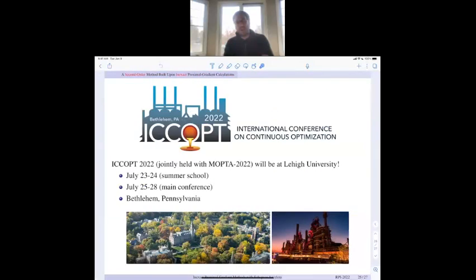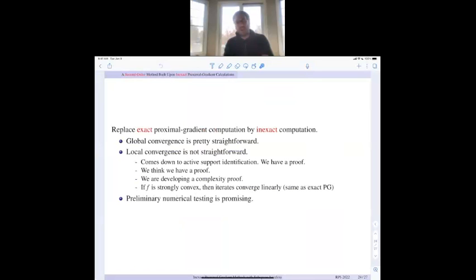I have one slide about it, which is: when you do that, does it work? Can we now use this inexact computation within our second derivative method with subspace acceleration that I talked about earlier? Well, the global convergence is pretty straightforward for the reasons I said: we get the same decrease every iteration in our method. However, the local convergence is not straightforward. It comes down a lot to whether you identify the actual support. So can you, in finitely many iterations, determine which blocks are 0 and which blocks are non-zero?